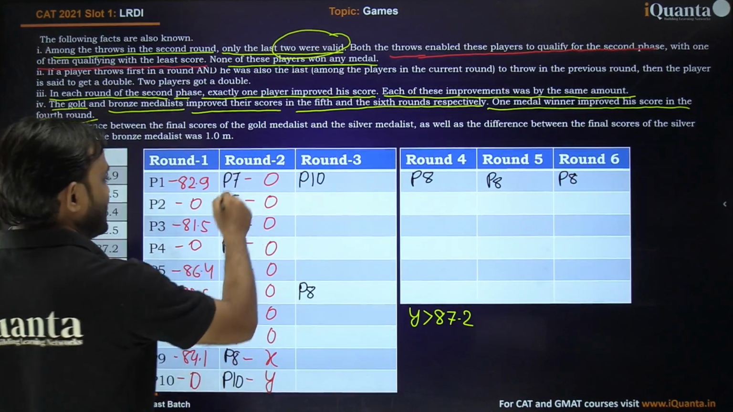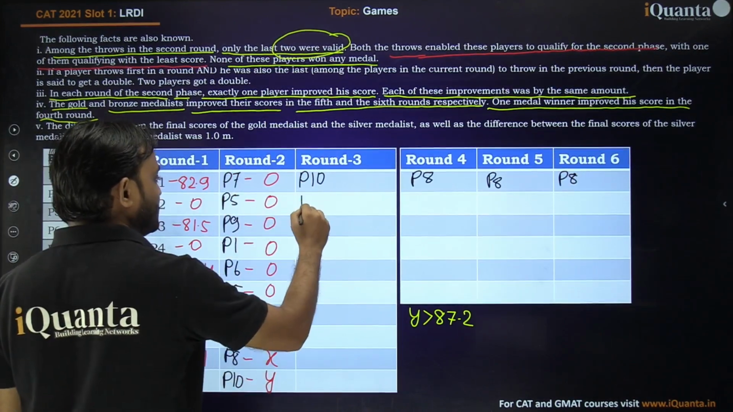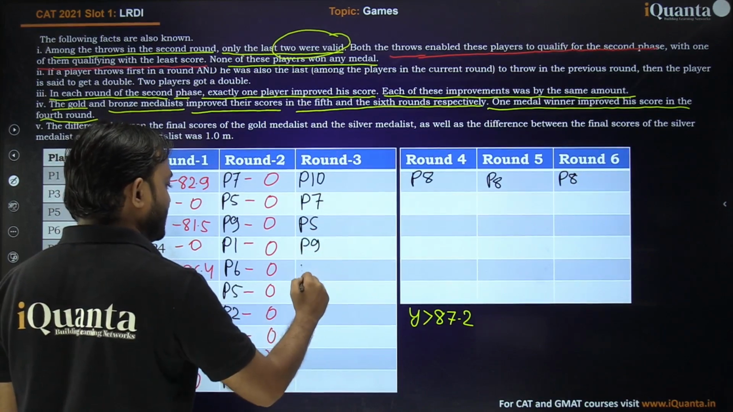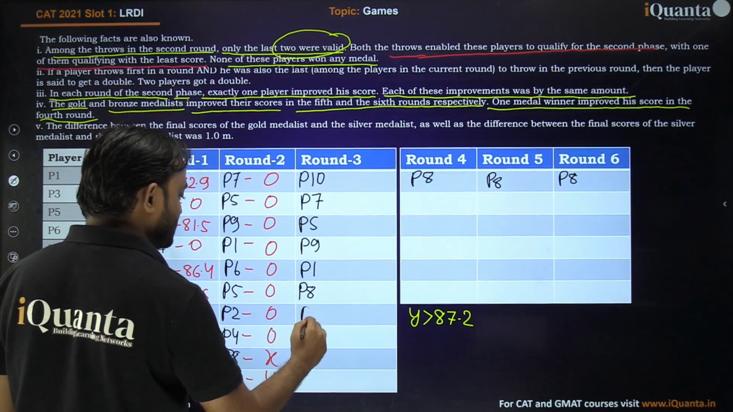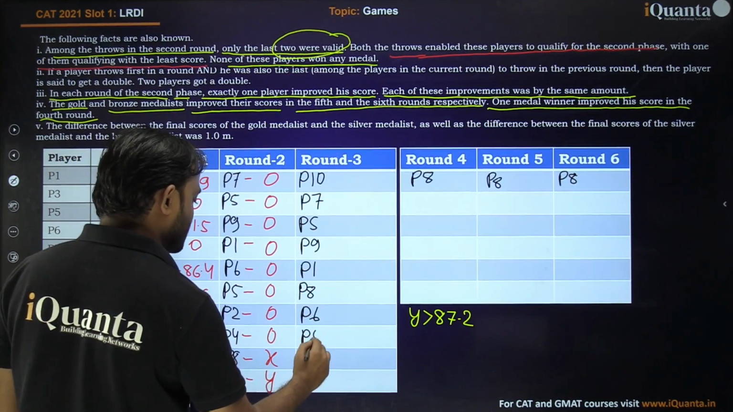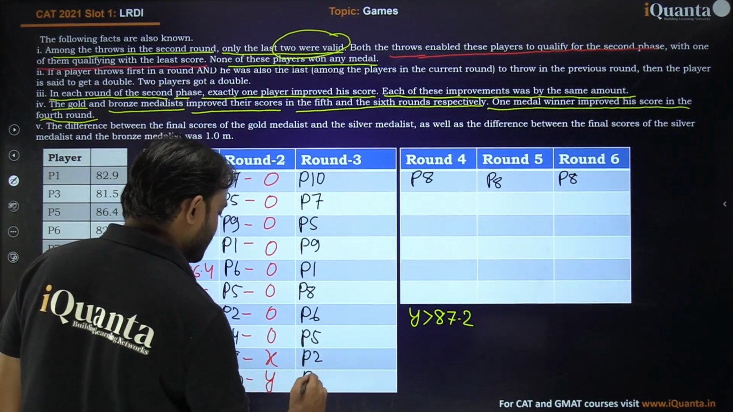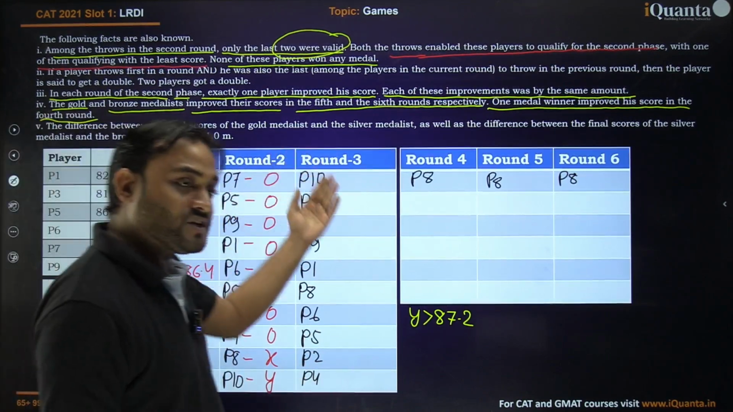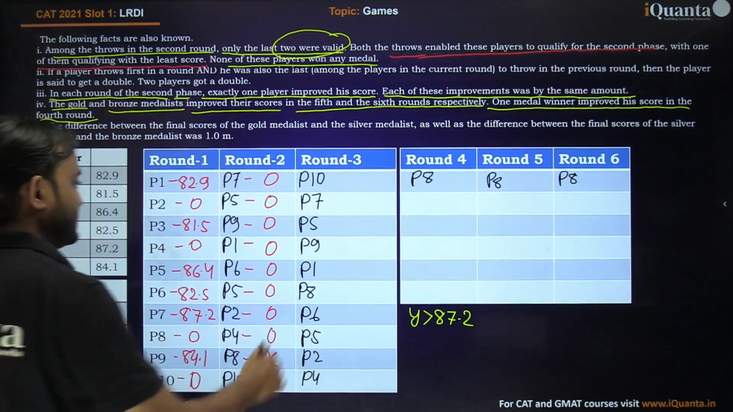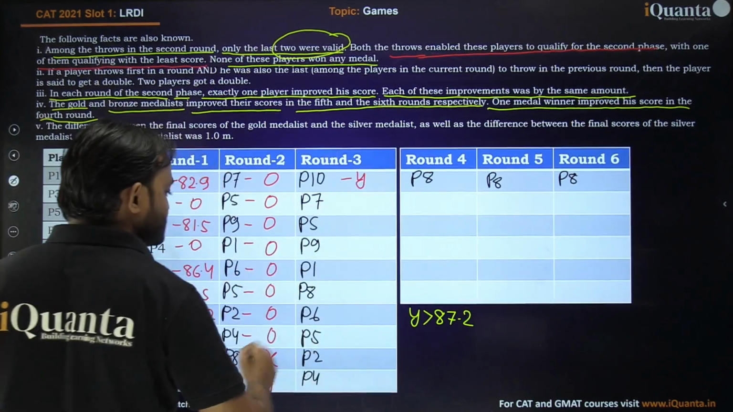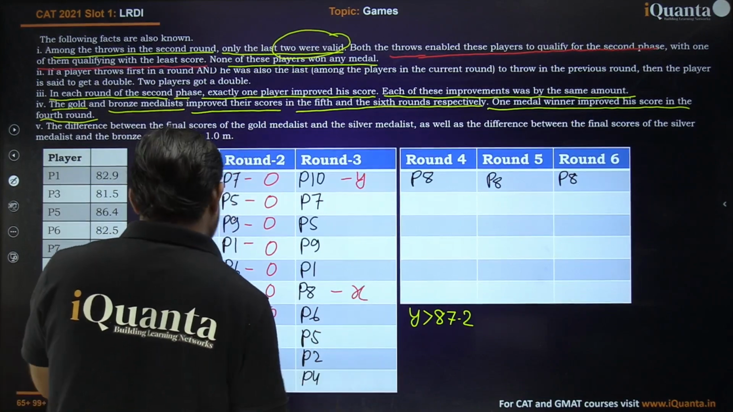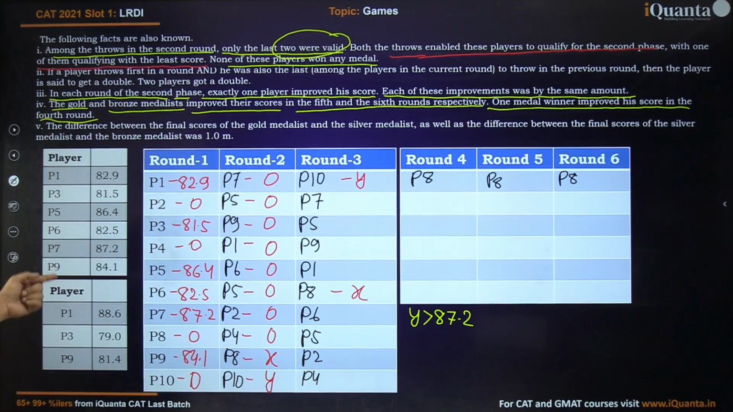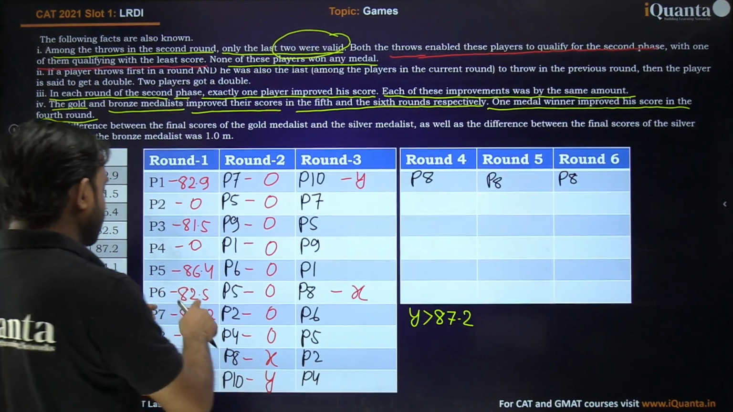Can we say, as all of these got 0 or invalid throw, the ranking will be the same: P7, P5, P9, P1, then P6 will come here, then P5 will come here, P2 will come here, and P4 will come here. Now let's see what their scores are after round 3. So P10 got Y, P8 got X. What about P7? Do you see any score by P7 in the third round? No. So we will take the previous one only.